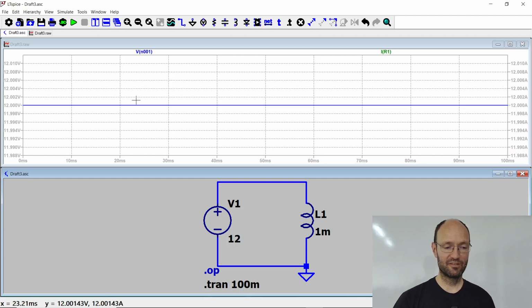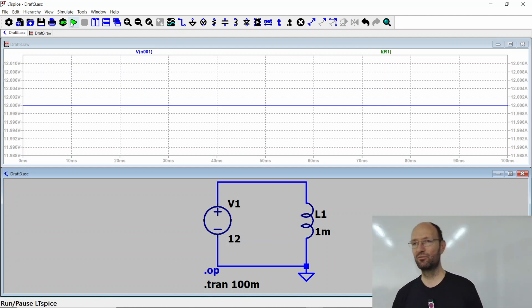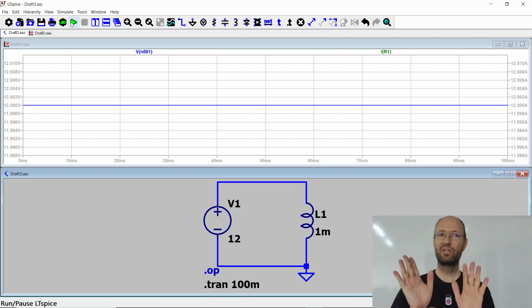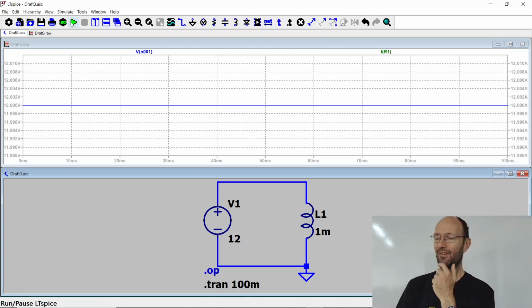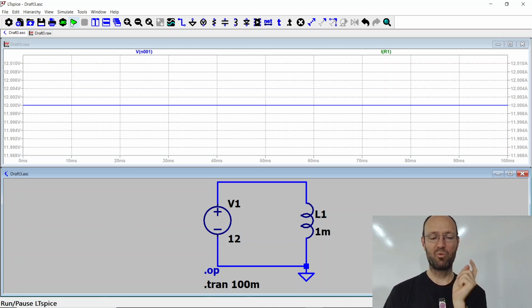And so now if I run the simulation once again, it's from my point of view always a good idea to think about what should happen. What should happen if I have a constant DC source, and with the constant DC source I power an inductor? What should the current do?